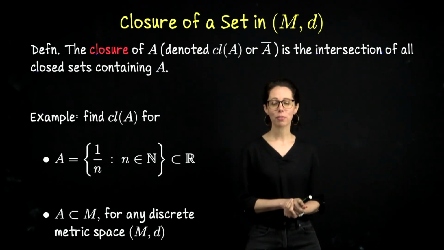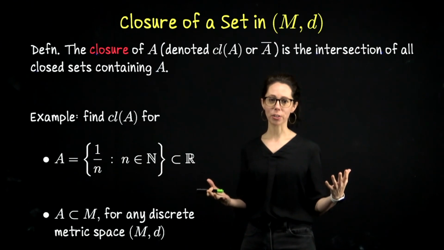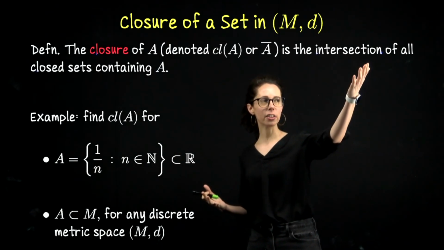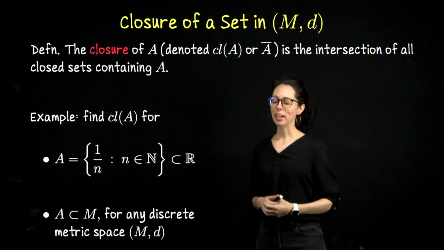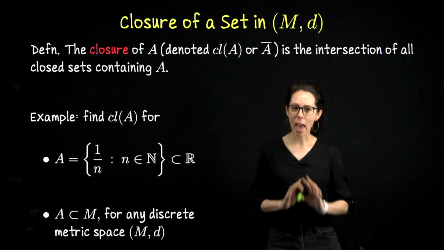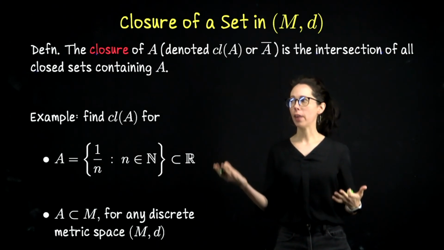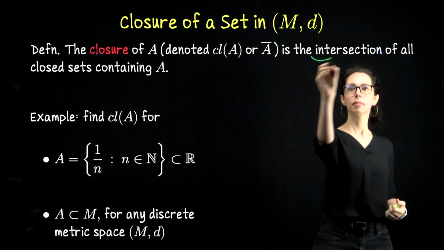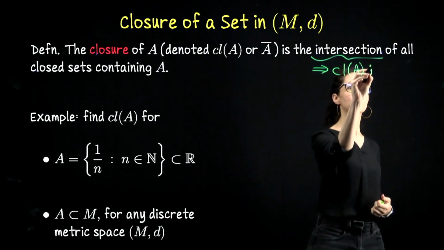All right, here's something you may have realized. The closure is going to produce a subset of the metric space, and it's being defined as an intersection of closed sets. So that might ring a bell. In an earlier video, we proved that any intersection of closed sets is closed. So the closure of A is a closed set. So this implies that the closure of A is closed.